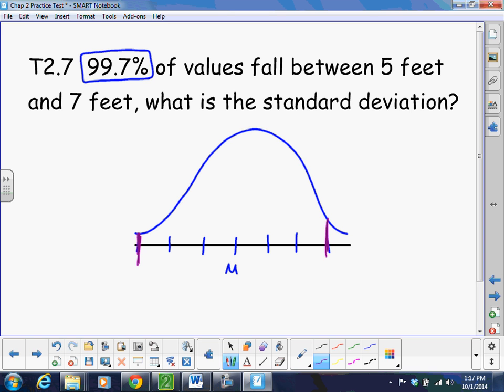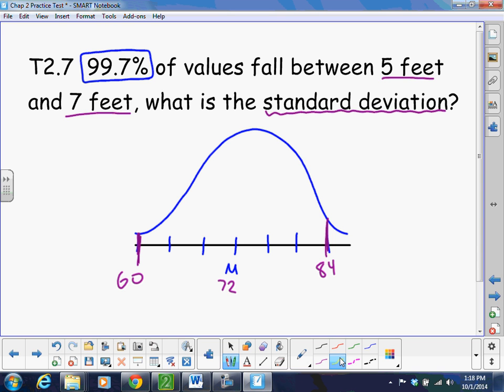Okay, so those values are 5 feet and 7 feet. I also went and converted these to inches, just because when we want to know the standard deviation, inches will probably be easier than converting to decimals. So 5 feet down here I knew was 60 inches. 7 feet, if you times by 12, is 84 inches. And the mean, of course, would be right in the middle, 72 inches.